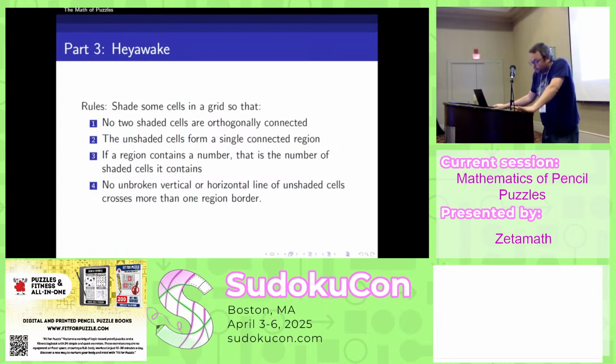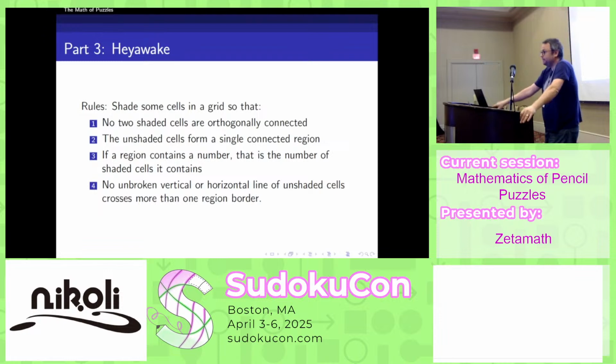But the last rule, just so that we say it, and I'll use it later, is that if you take an unbroken string of unshaded cells, that can't ever cross more than 1 border. And it has to be a string either horizontal or vertical. No diagonals, no turning or anything like that. But it can't ever cross more than 1 border.